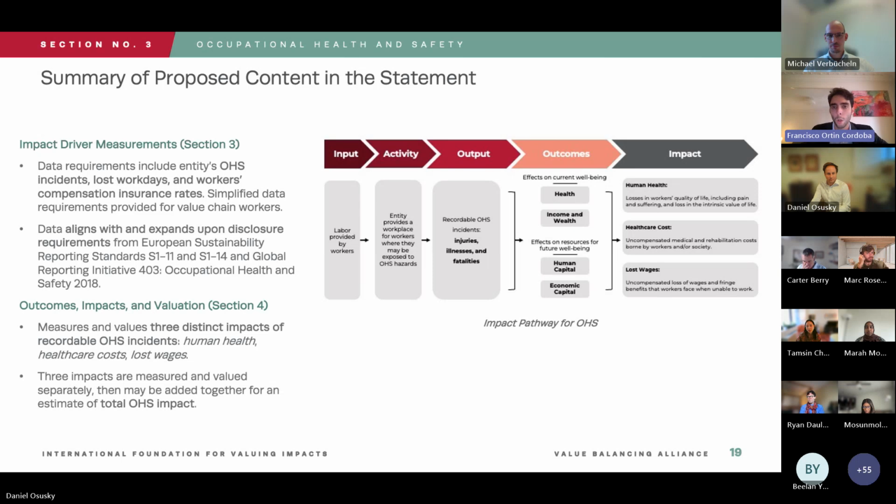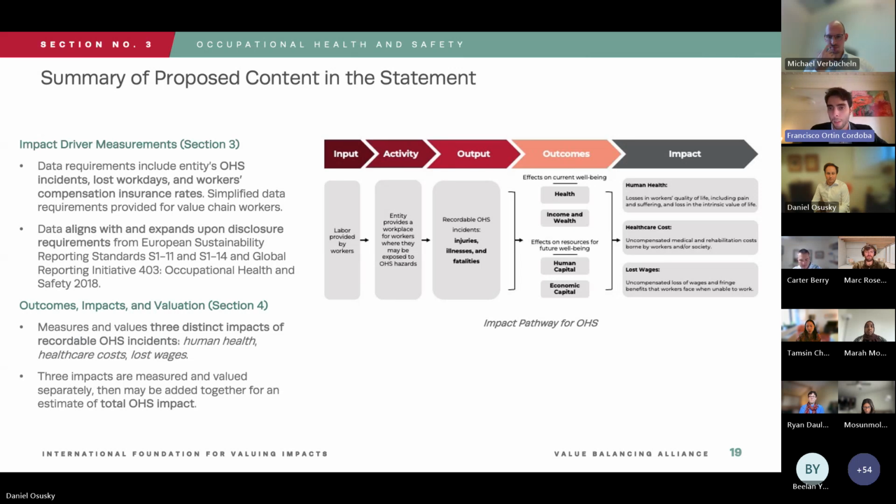So once we have the impact drivers identified and measured, we go to the outcomes, and there are two well-being dimensions from the OECD framework that are mainly affected by OHS incidents. First, we have health, but we also have the income and wealth dimension. And we have two capitals that impact the resources for future well-being that are affected, which are human capital and economic capital. When we consider this, there are three distinct impacts that are included in the draft.